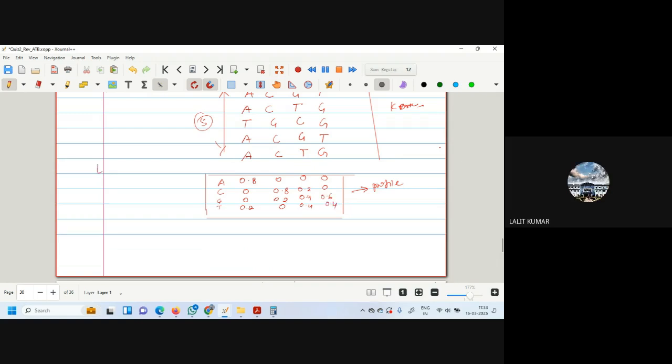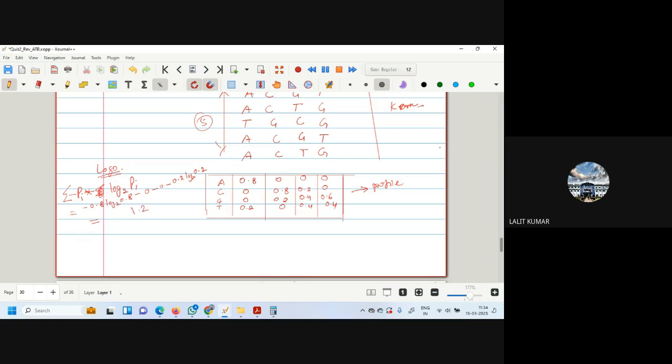Now you have to make the logo for this profile. So what do you do? Now you have to build like a profile for this. So you use sigma minus Pi into log of 2 Pi. So for the first one, it will become minus 0.8 log 2 of 0.8, minus 0, minus 0, minus 0.2 log 2 of 0.2. So you get some value, for example. I just assume, for example, you got a value, for example, 1.2.